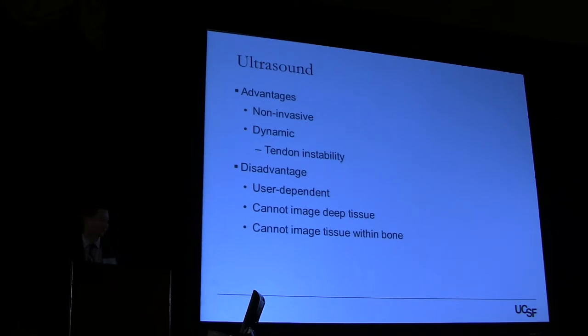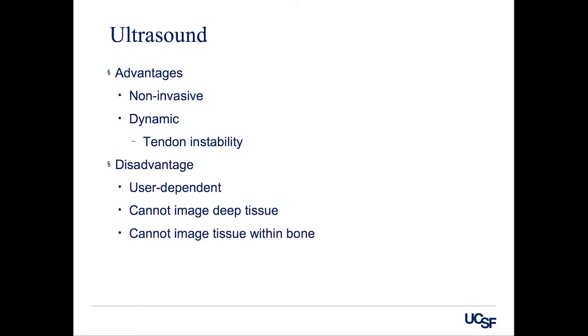So advantages, it's non-invasive, it's dynamic. So when you're doing it, you can move the shoulder around or you can move the elbow around to see how that tendon reacts at different planes. So you can actually do this in real time. The patient doesn't have to lie still for an hour like they would in an MRI. And then disadvantages is that it is very technician dependent. So if you're at a center that does a lot of ultrasounds and the techs are really, really good at doing it, it's very accurate. But if it's a relatively new technician who hasn't done a lot of this, then the interpretation can be kind of open based on how well they can see the tissue.